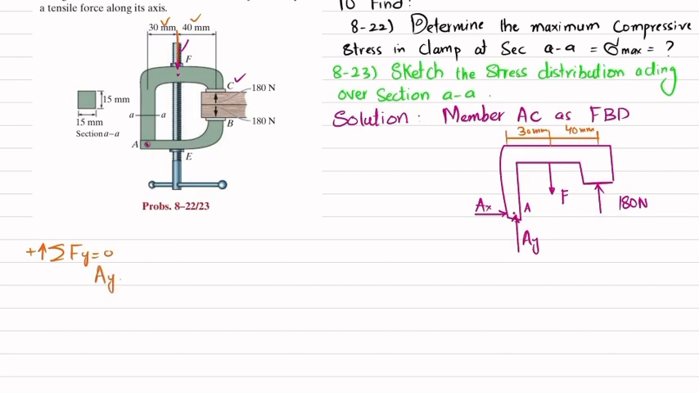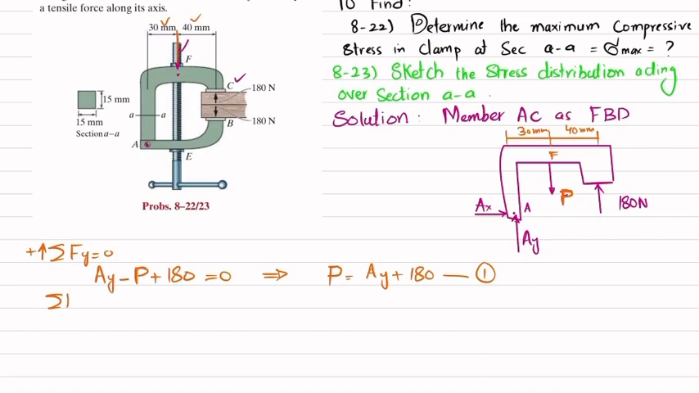So Ay minus F plus 180 is equal to 0. From here you can get that F is equal to Ay plus 180. This is your equation number 1. Now, this is point F, and this is the force. You can also call it P, so that you should not confuse it with F.